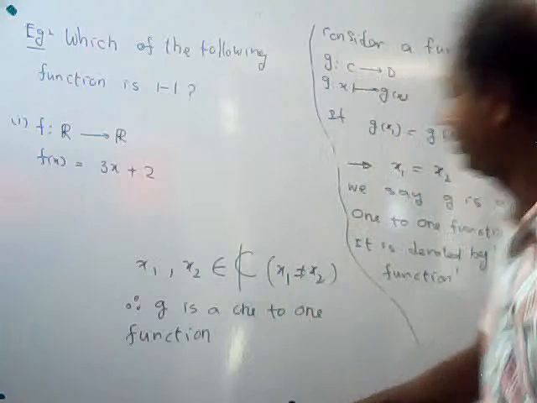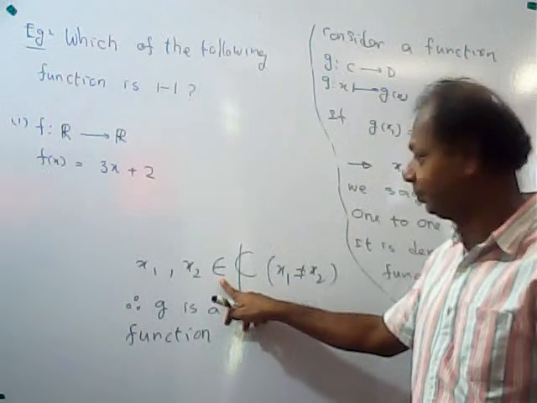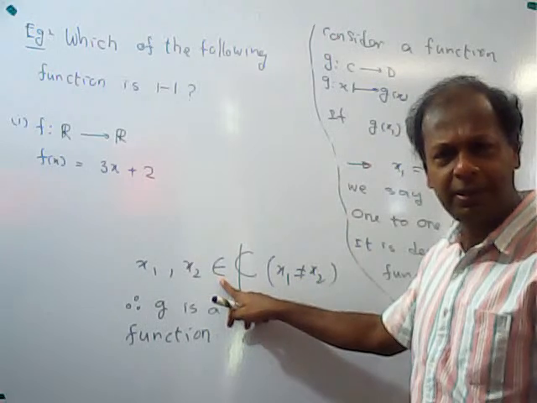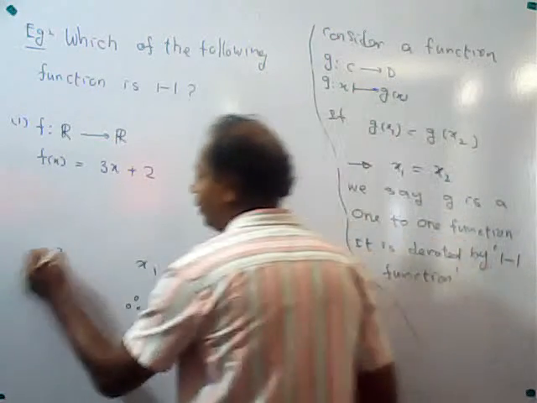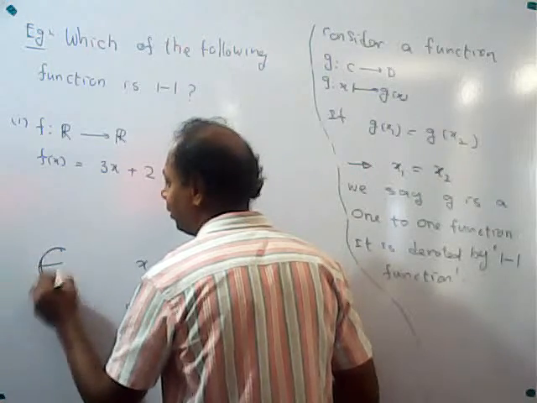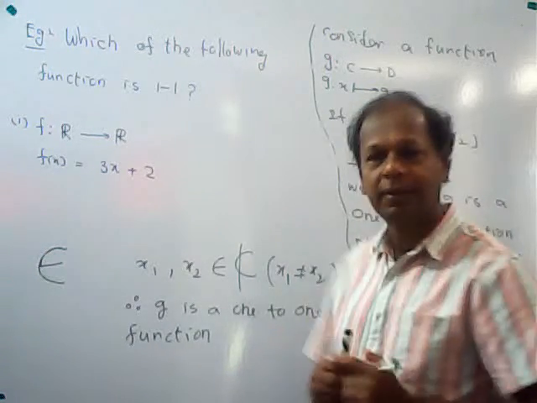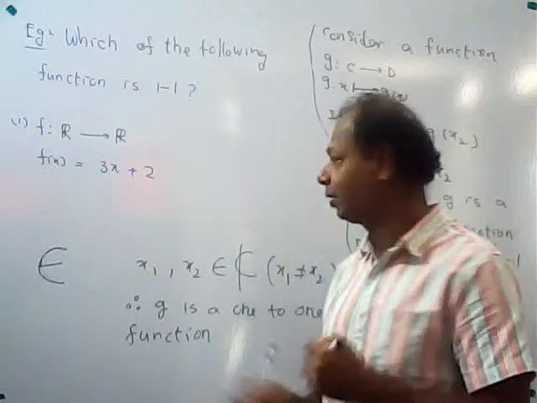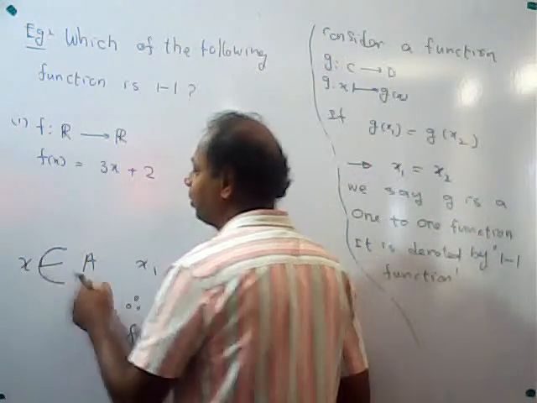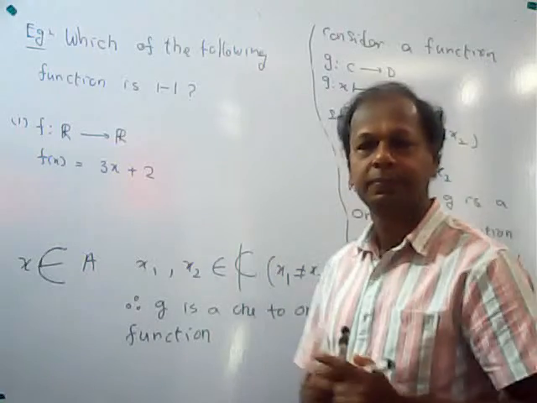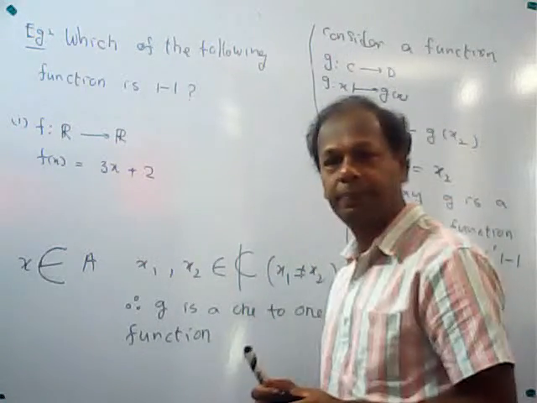It's an element of. That is it, right? Write it like this. It's a Greek letter epsilon. We use that to say x belongs to A, x is an element of A. Okay.